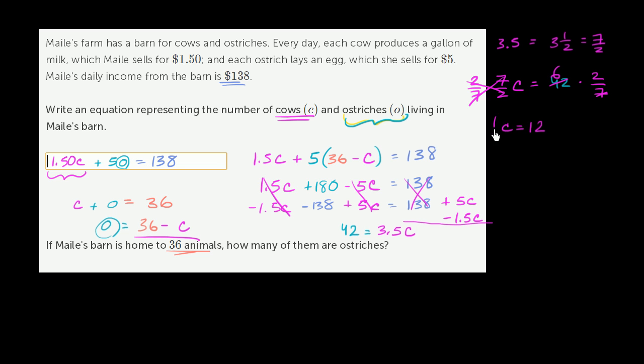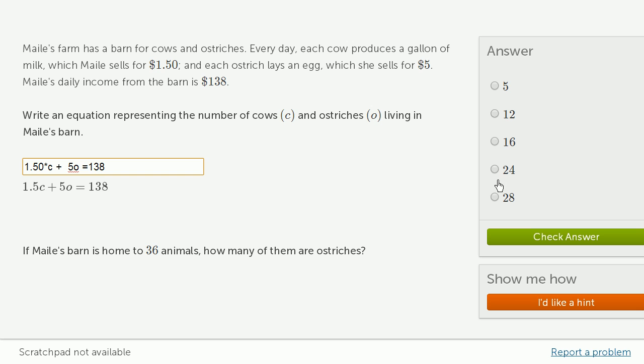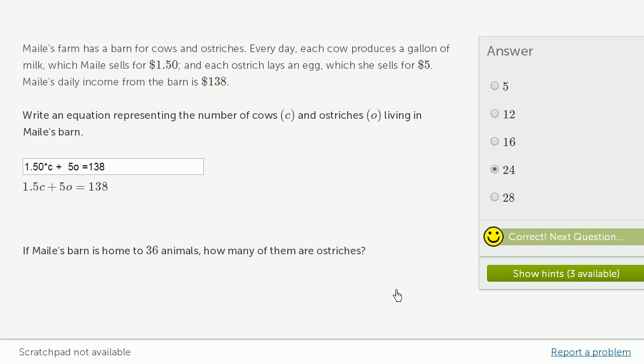So there are 12 cows on the farm, which is not what they asked us. They want to know how many are ostriches. Well, we know that the cows plus the ostriches is equal to 36, or the ostriches is equal to 36 minus the number of cows. Well, there are 12 cows on this farm, so the number of ostriches are going to be 24. 24 of the animals are ostriches. So let's go back. Luckily that is one of the choices. We typed that in and we got it right.